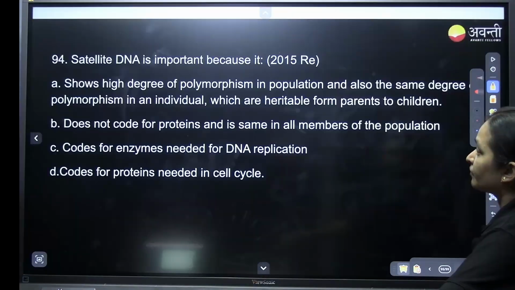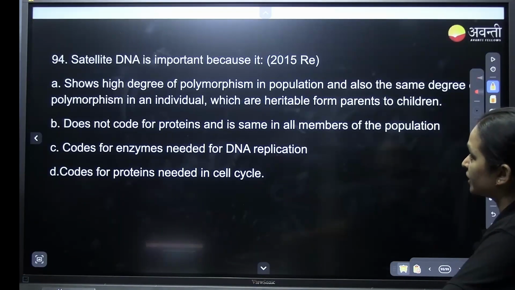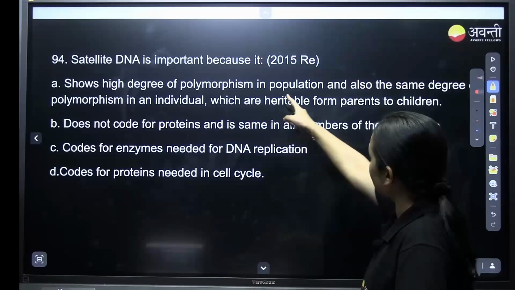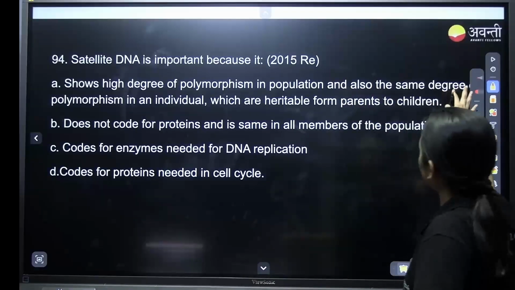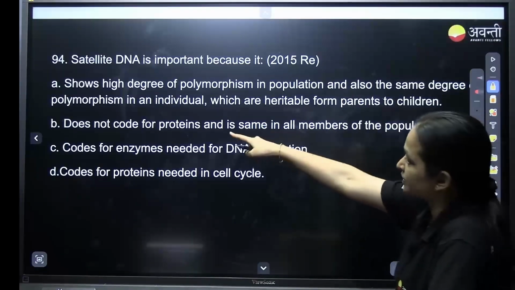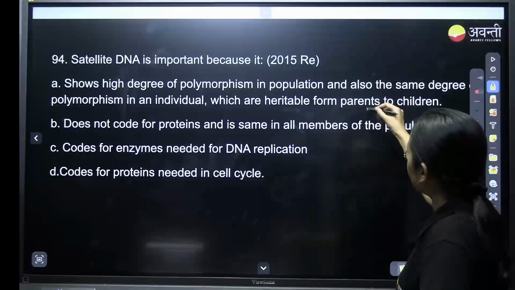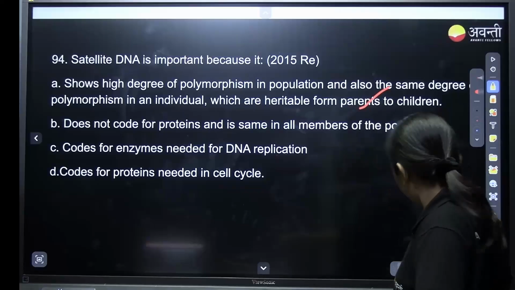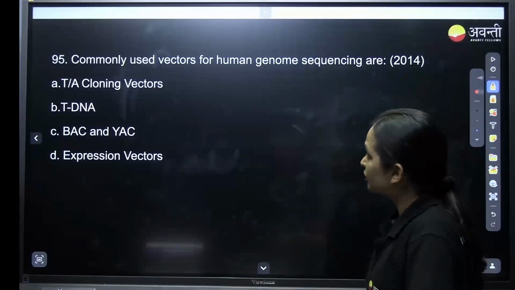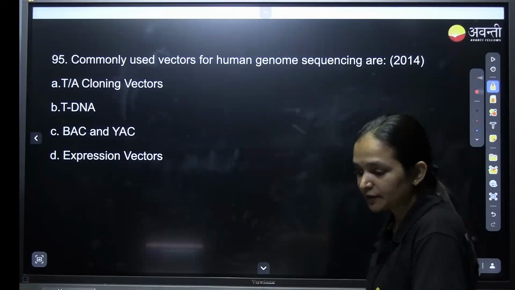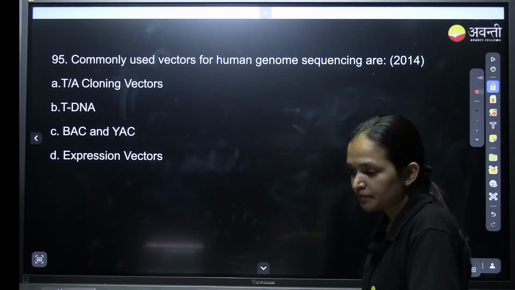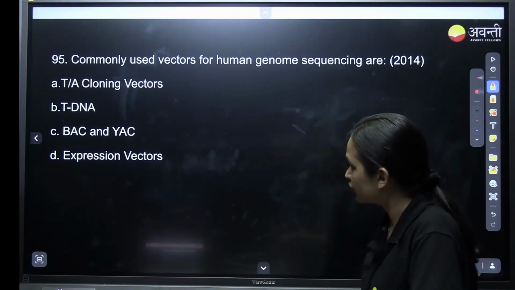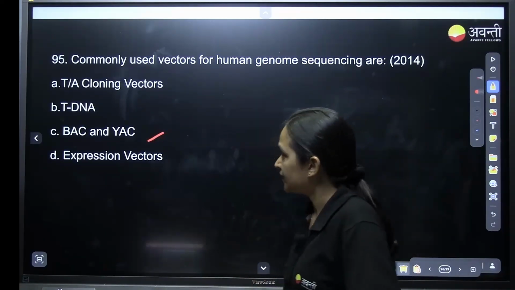Satellite DNA is important because it shows a high degree of polymorphism in the population and also in an individual, which is inheritable from the parents to the offspring. A is the correct answer. Commonly used vectors for human genome sequencing, directly from the NCERT, are bacterial artificial chromosome and yeast artificial chromosome, otherwise called BAC and YAC.